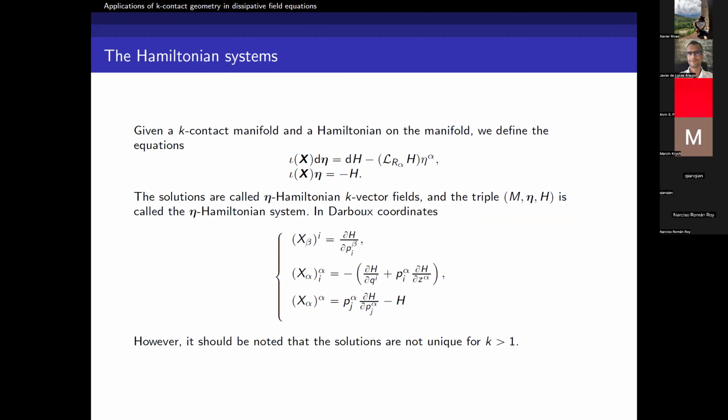Okay, so now we can go to the Hamiltonian systems. If we have a k-contact manifold and we define some Hamiltonian on the manifold, we can define the following equations. The solutions of these equations are called eta-Hamiltonian k-vector fields, and the triple is called the eta-Hamiltonian system. In Darboux coordinates, it looks like this. And it should be noted that for k greater than 1, the solutions are not unique.